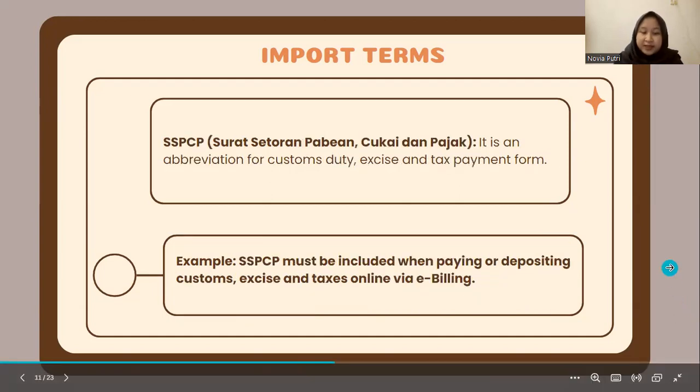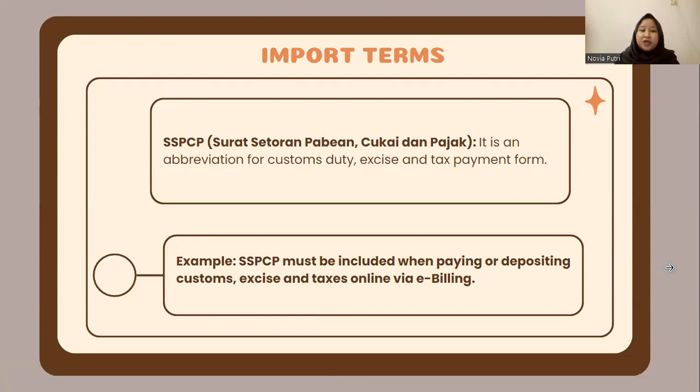And then the second one is SSPCP, or in Indonesia we call it Surat Setoran Pabean, Cukai dan Pajak. It is an abbreviation for customs duty, excise, and tax payment form. For example, SSPCP must be included when paying or depositing customs, excise, and tax online via e-filing.